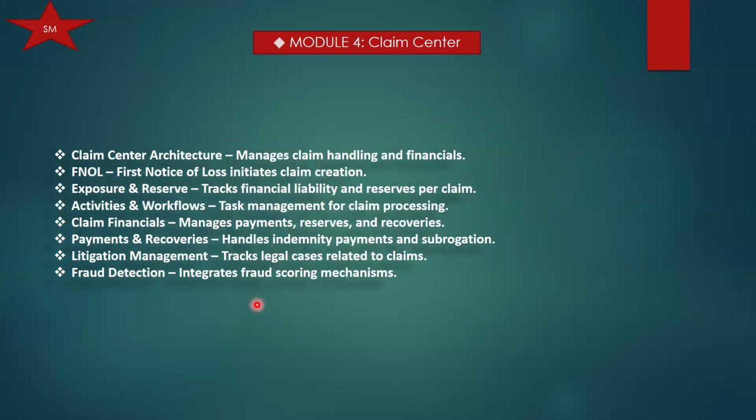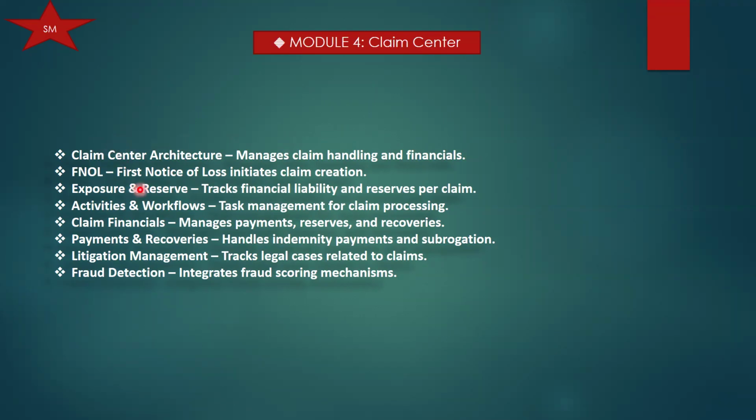Now module number 4. Module number 4 is basically claim center. So what are the functionalities in claim center, what are the work we used to do, we'll see. Claim center architecture is to manage claim handling and financials. So overall, claim handling and financials are all managed by the claim center.